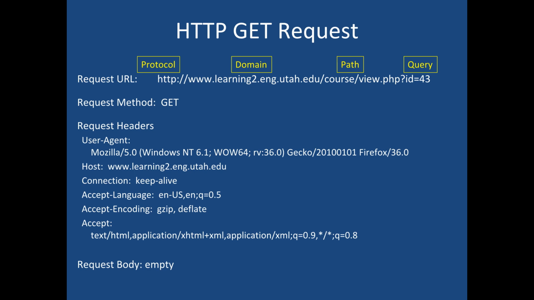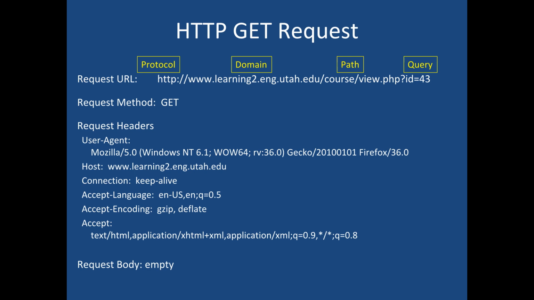Now, when you type that into the browser, what's actually sent looks a little bit different. It consists of a line that says I'm making a GET request, and that line also contains the path and the query information. Also along with an HTTP request go headers. So headers are just key value pairs. The header part of the request is going to contain key value pairs like this.